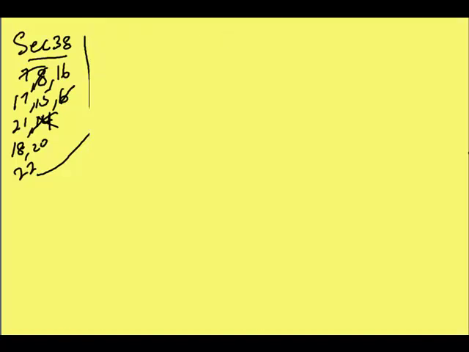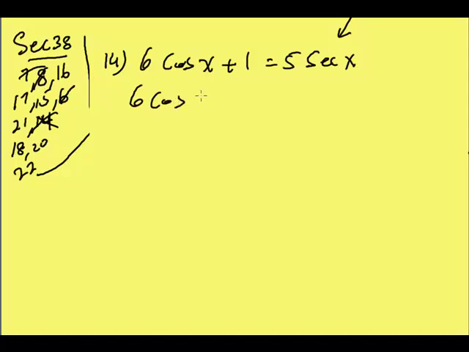All right, number 14. I have 6 cosine of x plus 1 is equal to 5 secant of x. Okay, I can't have all this nonsense. I got to turn everything into sine and cosine. So what's the name for secant of x? Okay, so cosine of x plus 1 is equal to 5 over cosine of x. Okay, I got fractions. I want to get rid of the fractions. How do we get rid of the fractions?